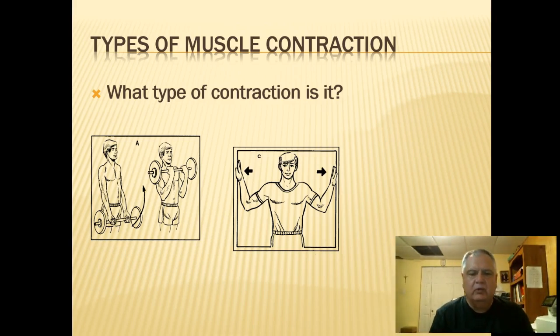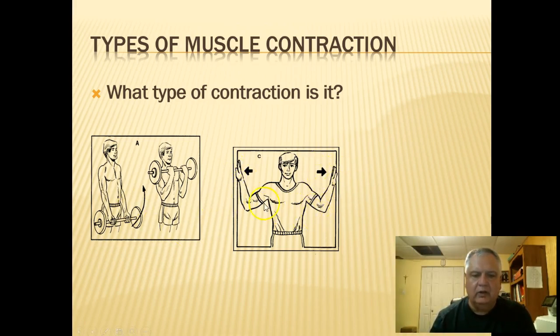All right, here in this diagram, we have an individual standing in a doorway and pushing out against the door frame with his hands. What type of contraction would this be? Would the muscles be in a state of isotonic or isometric contraction? If you said isometric contraction, you would be right, because notice there's no way we're going to be able to push this door frame apart.